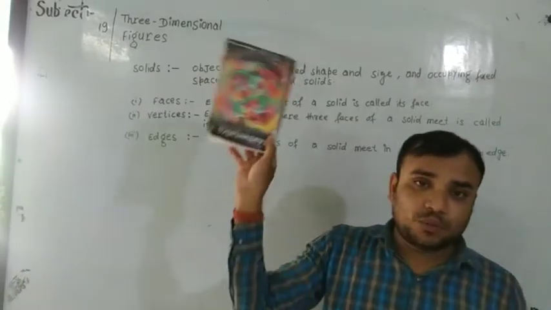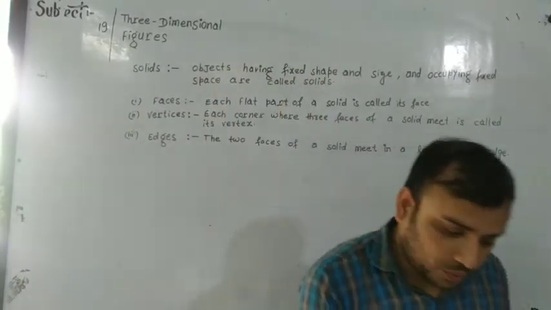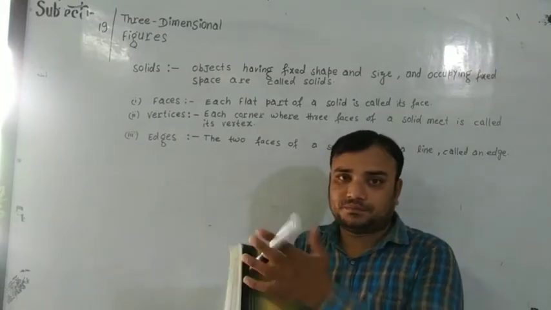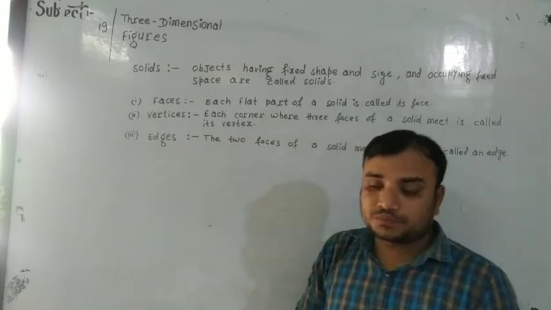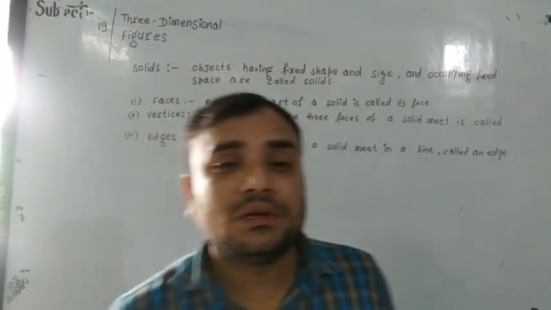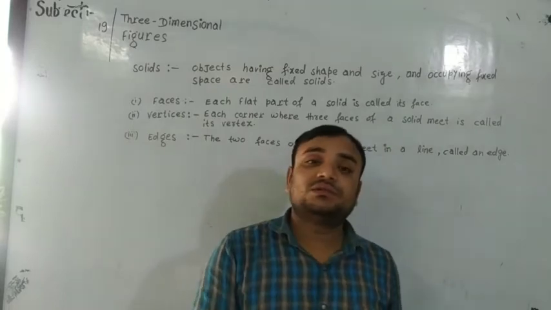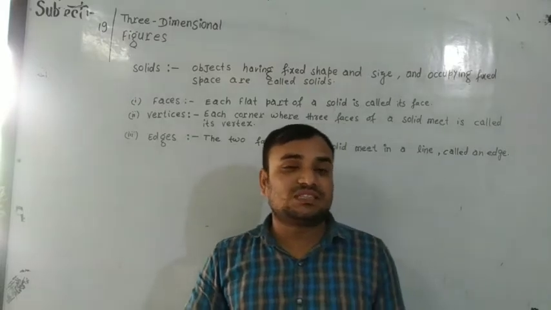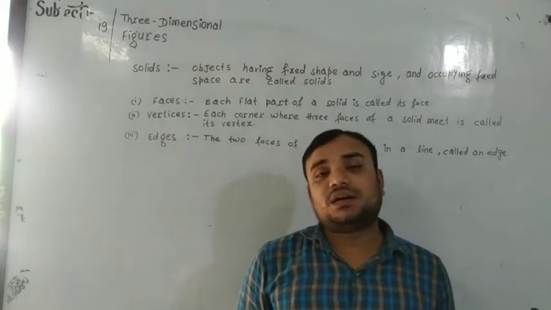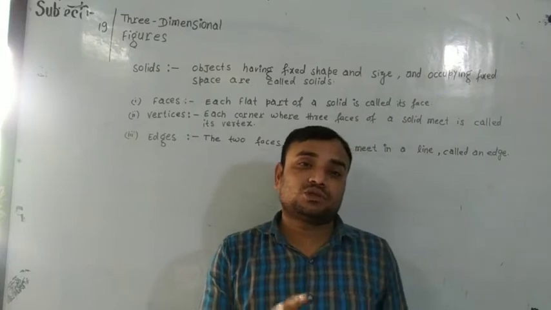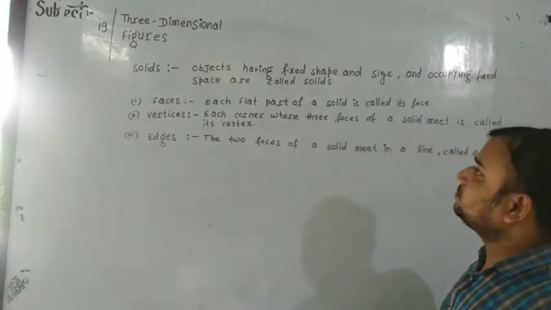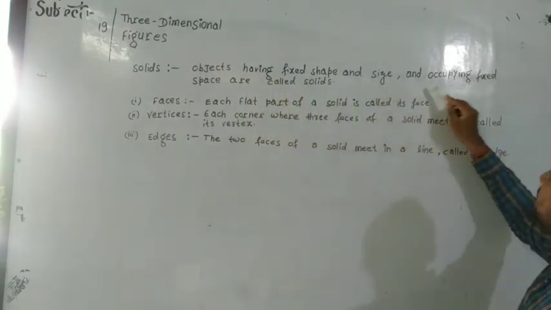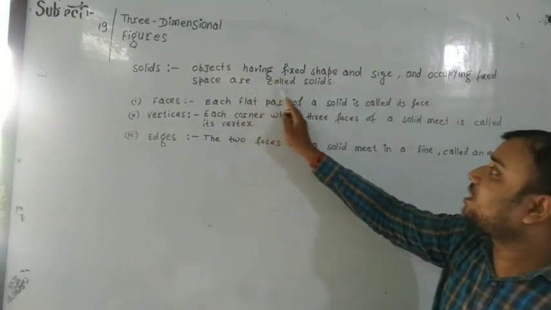If you have this book and you put it here, then this book occupies space there. So any object which has a fixed shape, size, volume, density, etc. is called a solid. Again, objects having fixed shape and size and occupying fixed space are called solids.